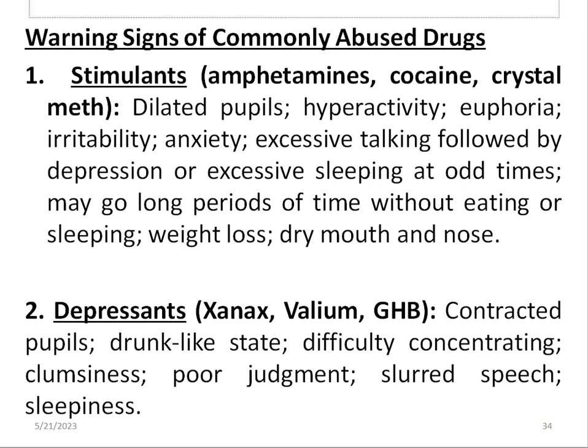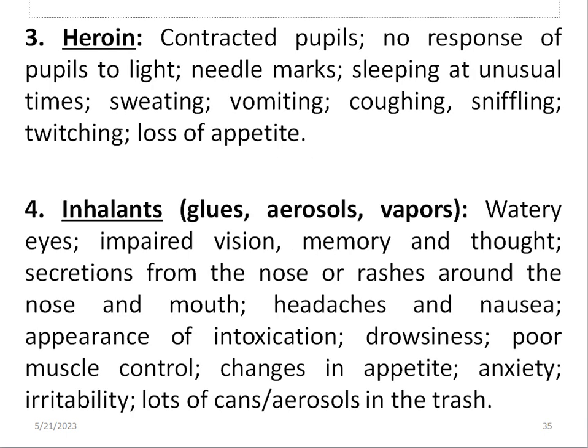Okay, here the clinical picture you see is contracted pupils, a drunken-like state, difficulties in concentrating, and the person becomes a bit clumsy. There's poor judgment, slurred speech, and this person is going to have sleep disturbances. Okay, so the other group of commonly abused drugs and their warning signs: here we have heroin.